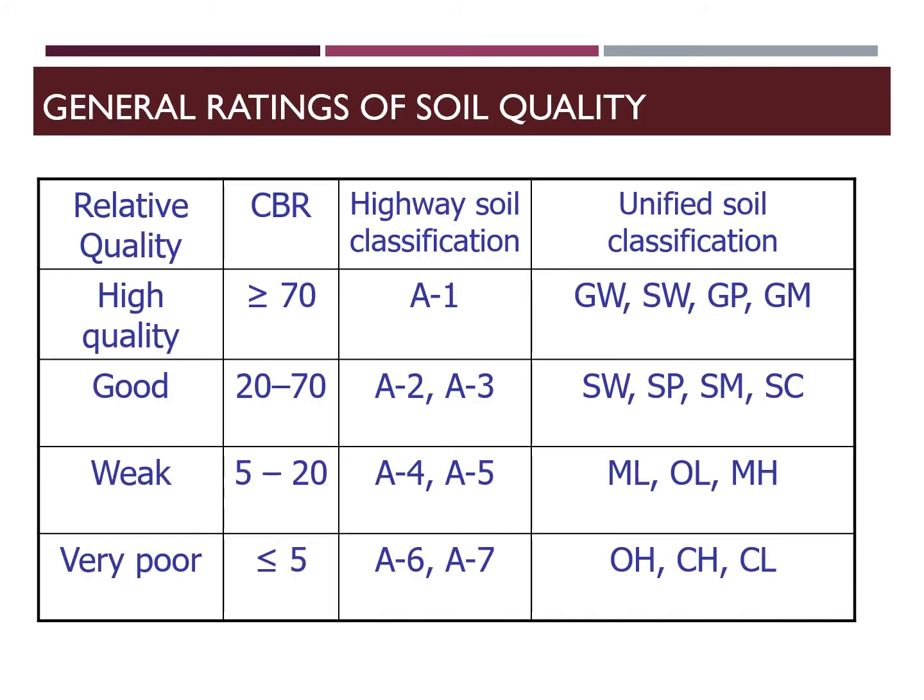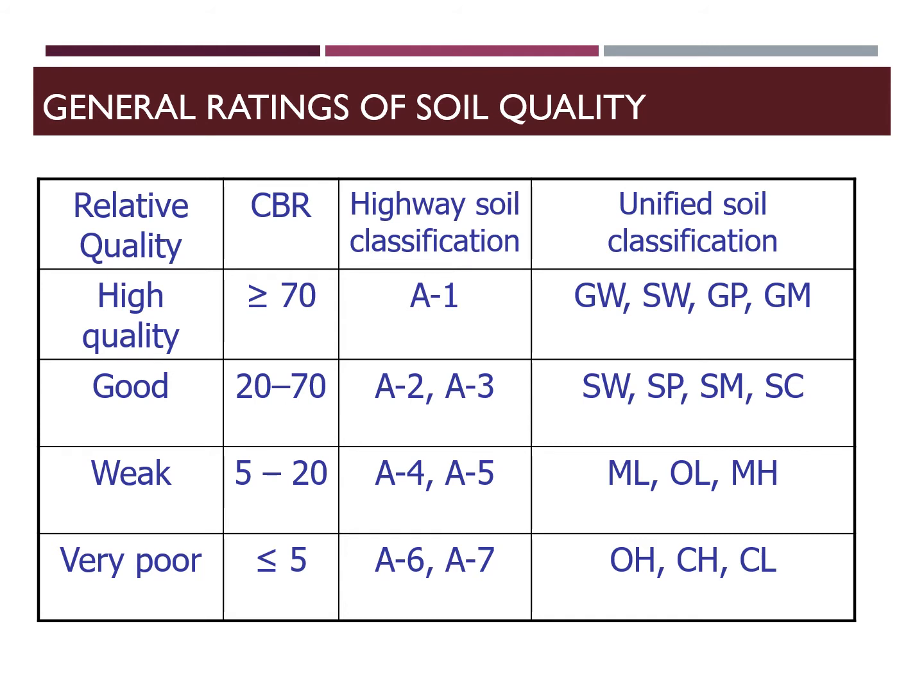The table here shows the CBR values for different groups of the soil. For the A1 soil from the AASHTO method and the GW, GP, and GM from the USCS method, the CBR values are usually higher than 70 and these are very good subgrade materials. For A2 and A3 from AASHTO, and SW, SP, SM, and SC from USCS methods, the CBR varies from 20 to 70, and it makes a good material for subgrade.